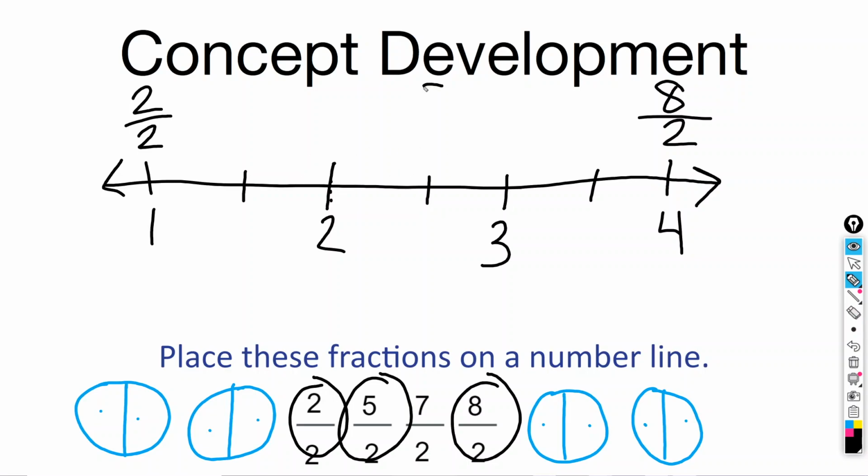So we're going to label this 5 halves. Next, I'm looking for 7 halves, so I'm going to keep counting. 5 halves, 6 halves, 7 halves, and label that line 7 halves. So we have placed those 4 fractions on the number line.